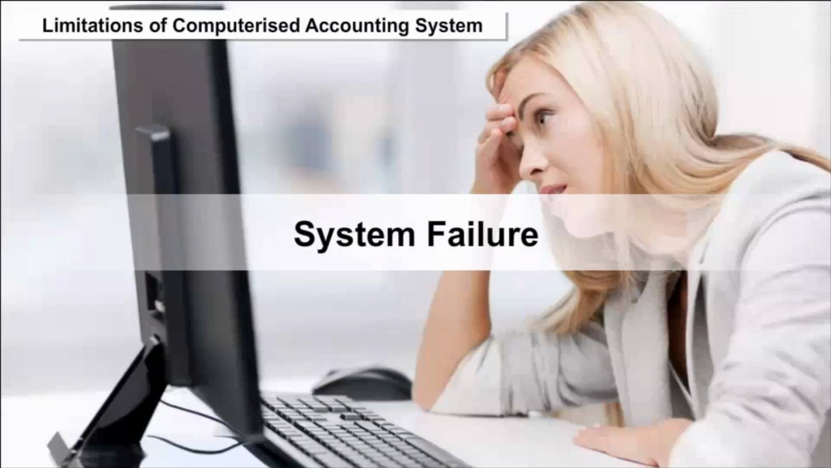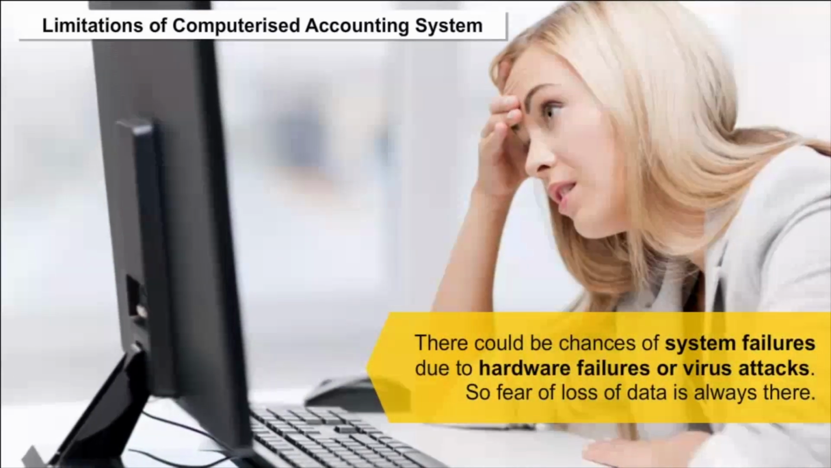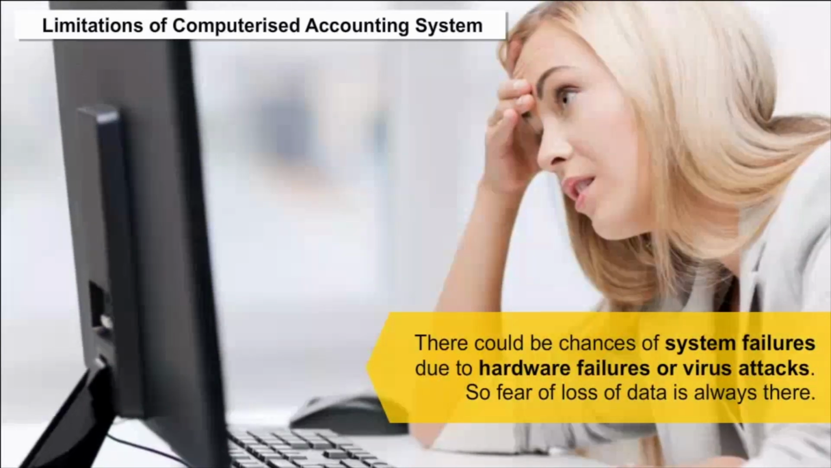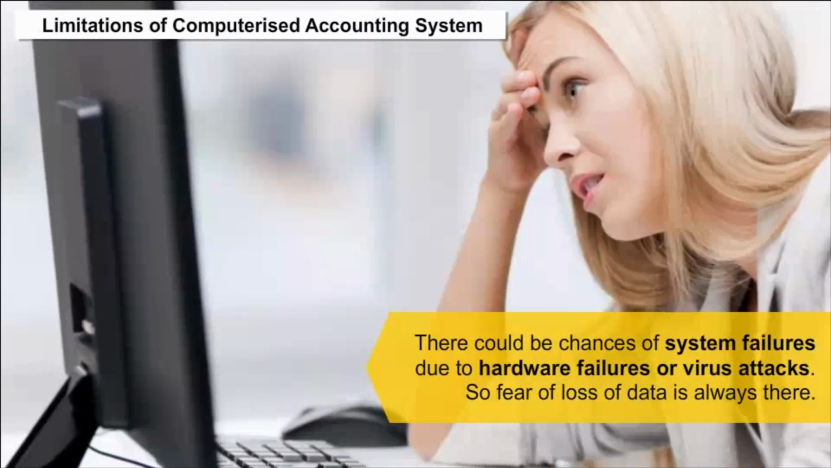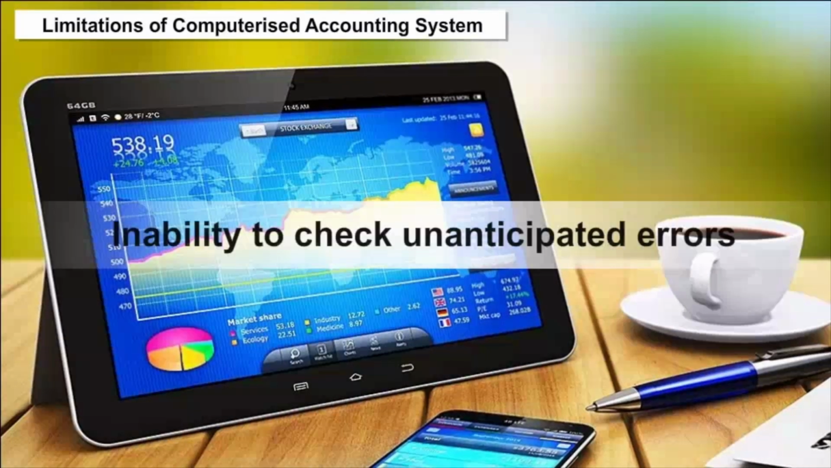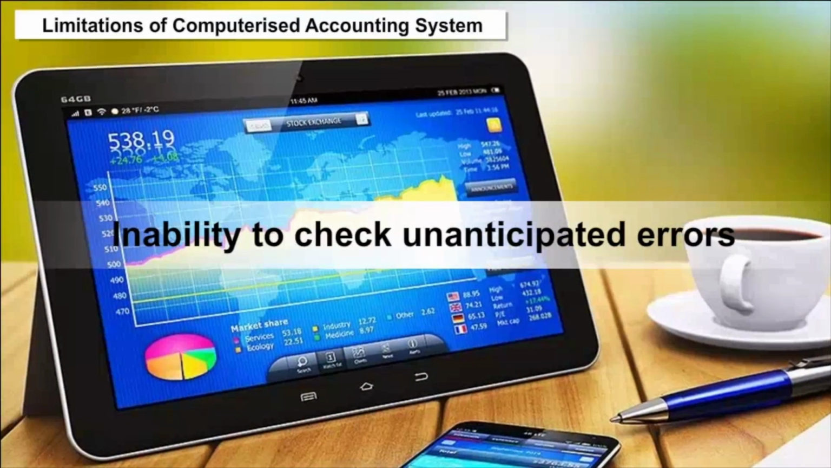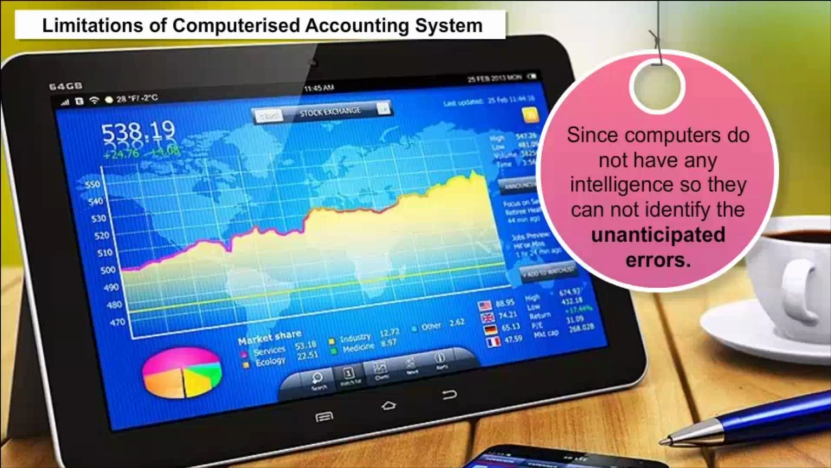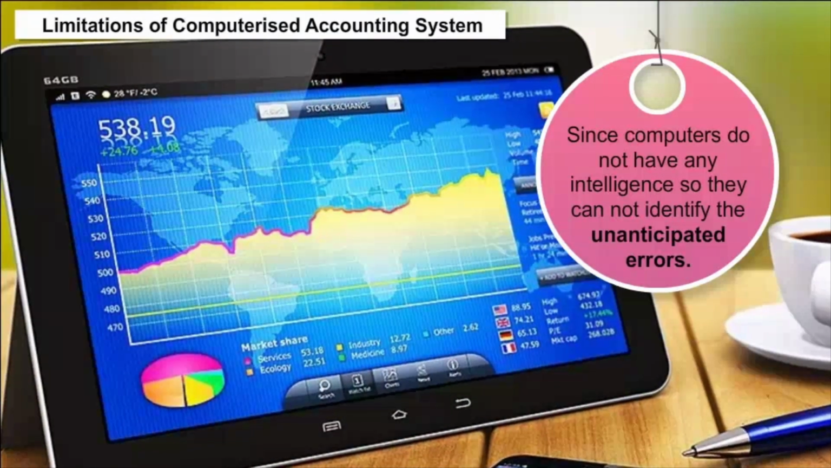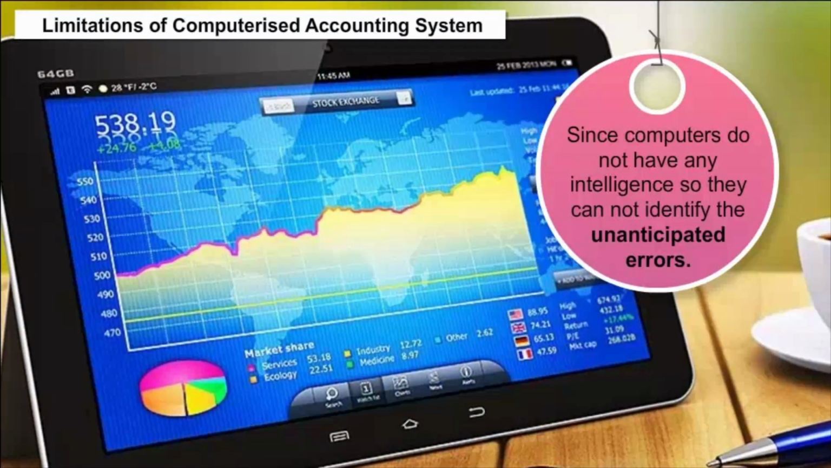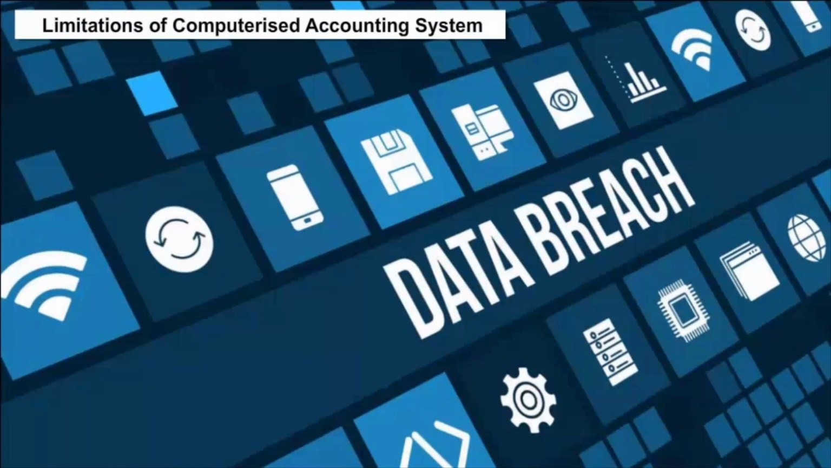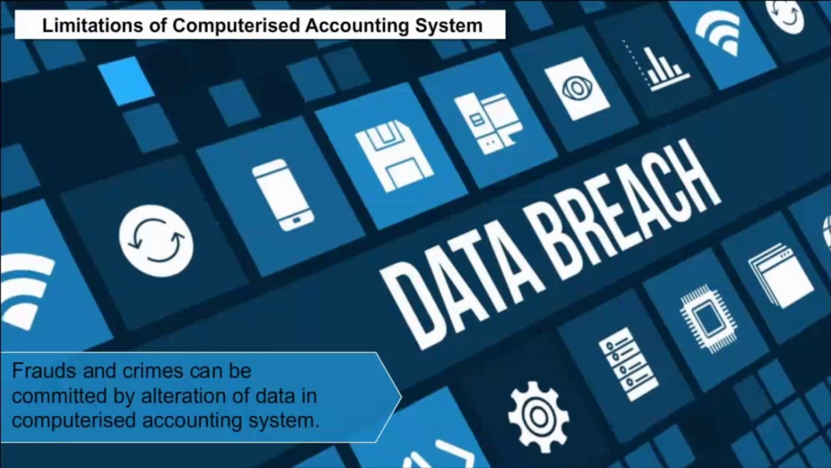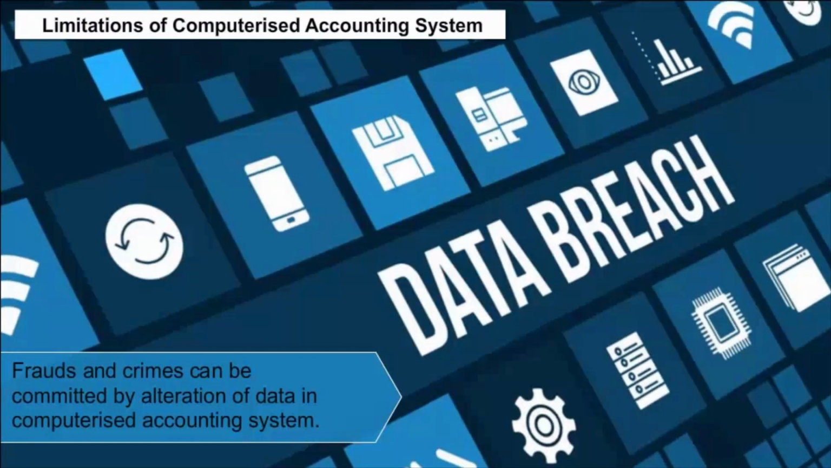System failure. There could be chances of system failures due to hardware failures or virus attacks, so fear of loss of data is always there. Inability to check unanticipated errors. Since computers do not have any intelligence, they cannot identify the unanticipated errors. Breaches of security. Frauds and crimes can be committed by alteration of data in computerized accounting system.